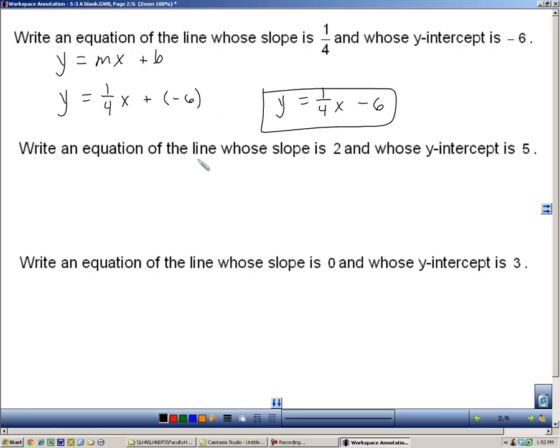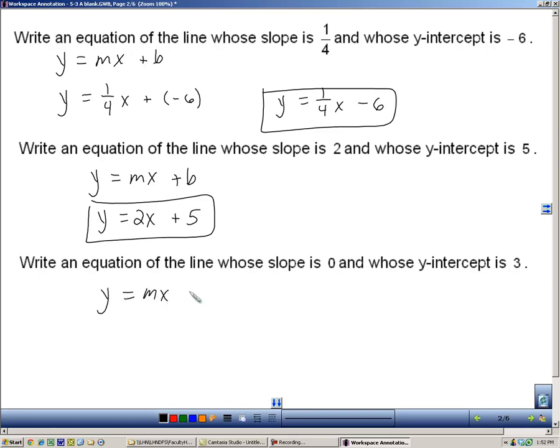Second one here, write an equation of a line whose slope is 2. So y equals 2x, and y-intercept is 5, plus 5. And there you go. Write an equation of a line whose slope is 0 and y-intercept is 3. So we plug a 0 in for the slope and a 3 in for the b. Now 0 times anything is just 0, so we can write this one as y equals 3.